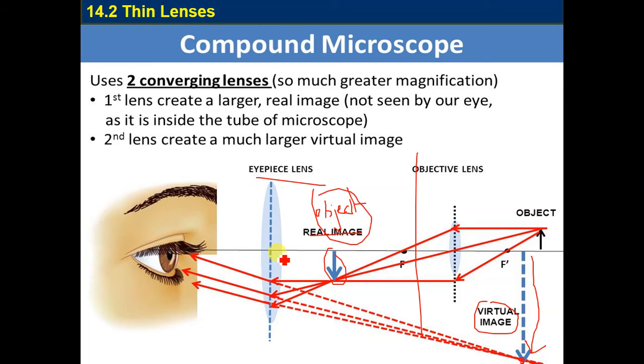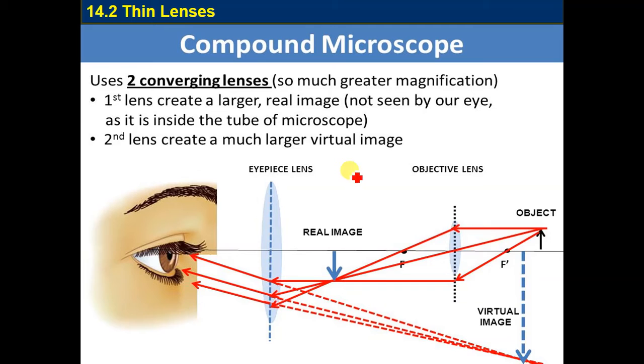So this is everything about a compound microscope. A microscope uses two converging lenses. Why? In order to give greater magnification. The first lens creates a large real image. So this image is the one created by the first lens.